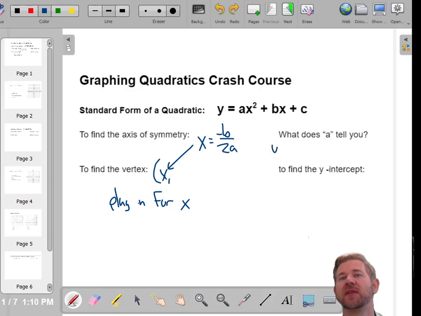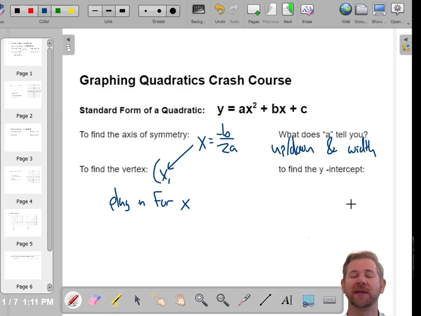A out front, a tells you a couple things. First of all, it tells you whether it opens up or down. So if it's positive, then the parabola is going to open up. If it's negative, it's going to open down. It also tells you the width of the parabola. If you have a big number in front of x squared, it's going to be narrower. And as that number gets smaller, it gets slightly wider over time.